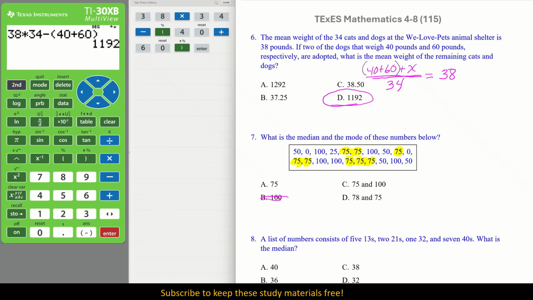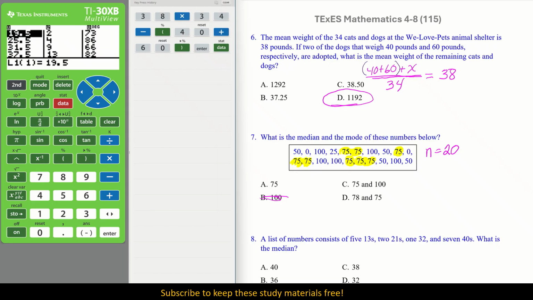Still might be A and C and D. Because, and I say A because there is a possibility, although not frequent, that the median is also 75. I mean, it could happen. Why not? So we're going to enter these values. And there are 2, 4, 6, 8, 10, 12, 14, 16, 18, 20 of them. So we need to make sure as we're entering that we know n equals 20. Just make sure we don't enter too few or too many. That's just a good way to keep up with it.